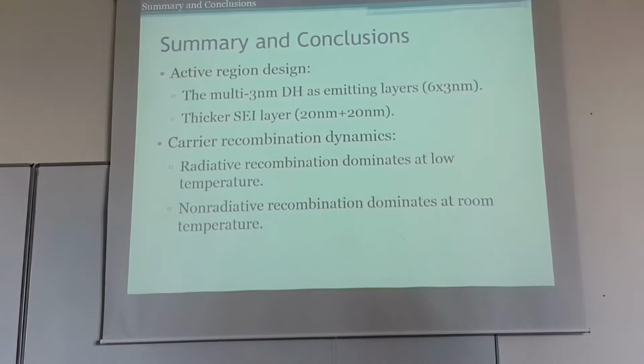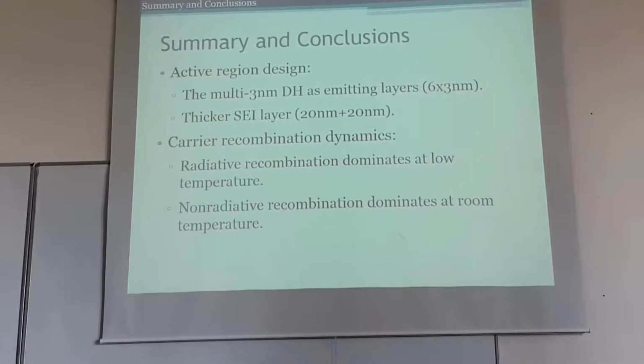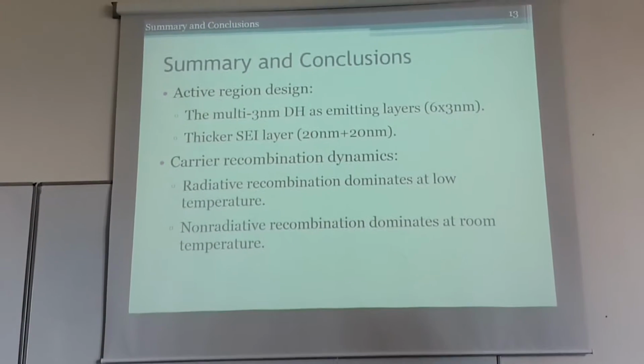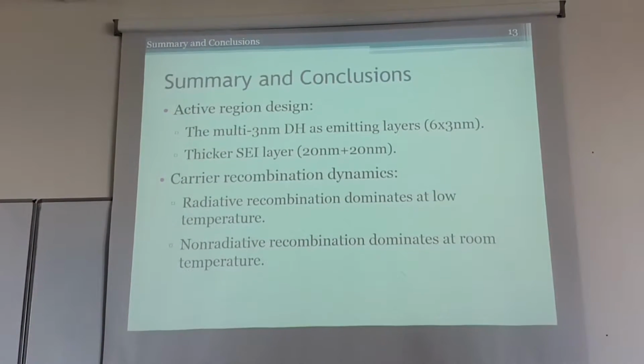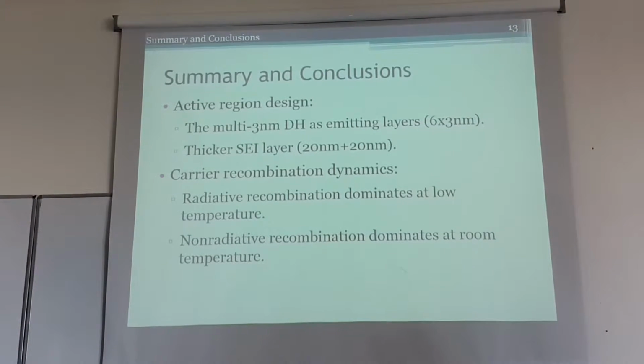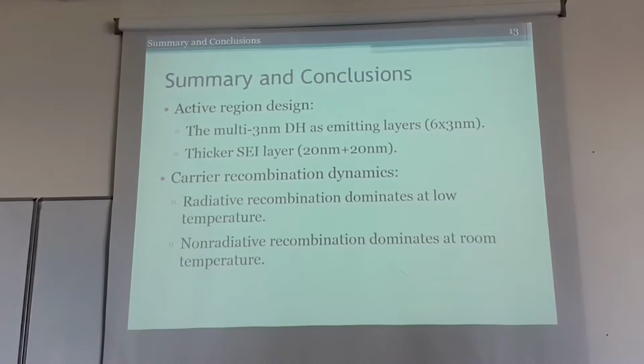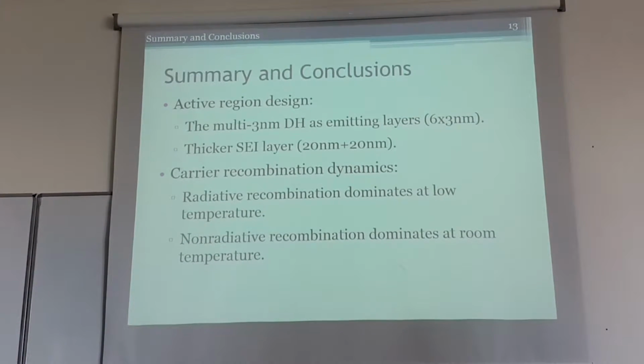If we summarize this section, we can say that we can use 6 by 3 plus 20 nanometer SEI layer for the best efficient LED active region, which we can use in vertical cavities. From carrier recombination dynamics, we see that radiative recombination is dominant at low temperatures. However, non-radiative is dominant at room temperature.